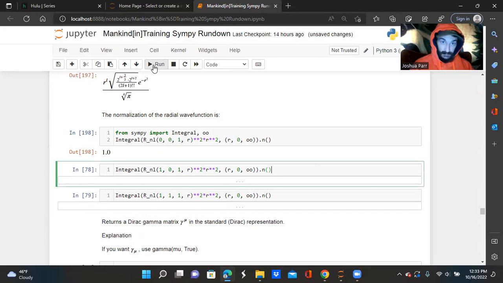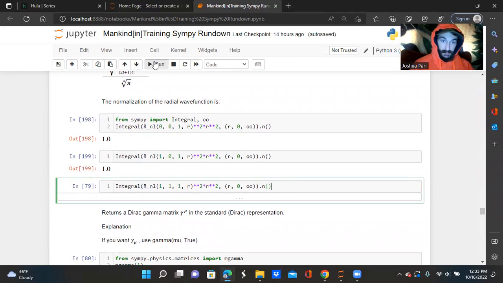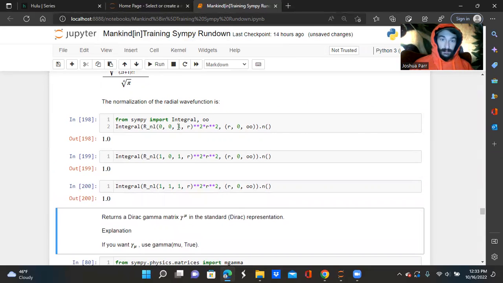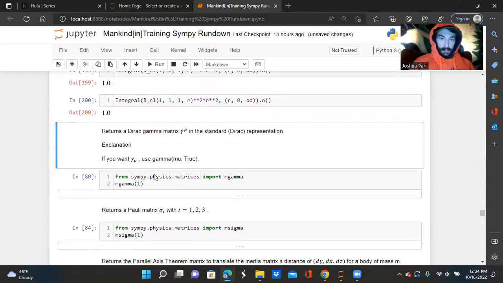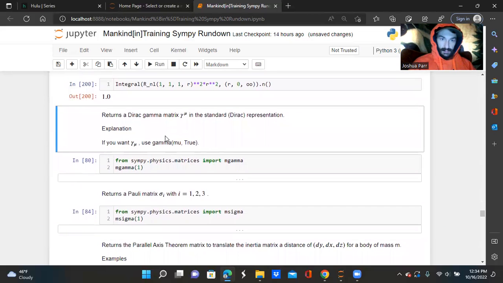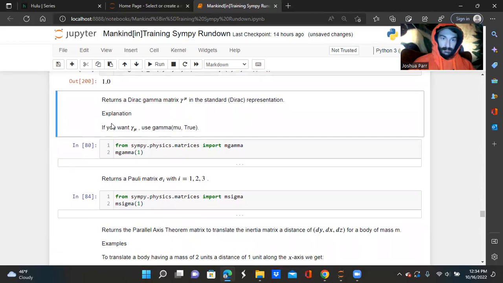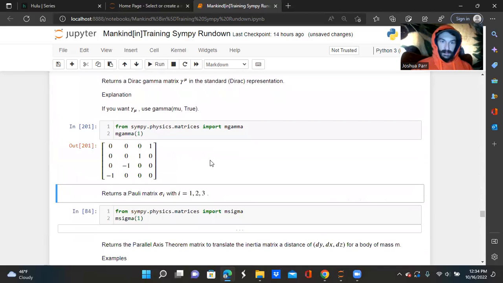Dot in, normalize. Dot in, normalize. And you can do it for whatever. You can do 110, 110, 01, 001. Return the Dirac gamma matrix, gamma to the mu in standard Dirac representation. If you want gamma of mu, use gamma mu true. So we're importing M gamma, and there's a matrix, the M gamma matrix 1.